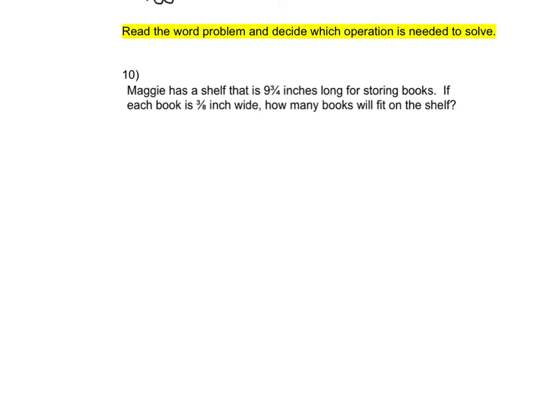Let's take a look at our last one. If Maggie has a shelf that's 9 3/4 inches long, if each book is 3/8 of an inch wide, how many books will fit on the shelf? What operation do you need to do? Divide. So we're taking 9 3/4 and dividing it by 3/8. So turn this into your improper fraction. 39/4. And then I'm going to change this to multiplication.